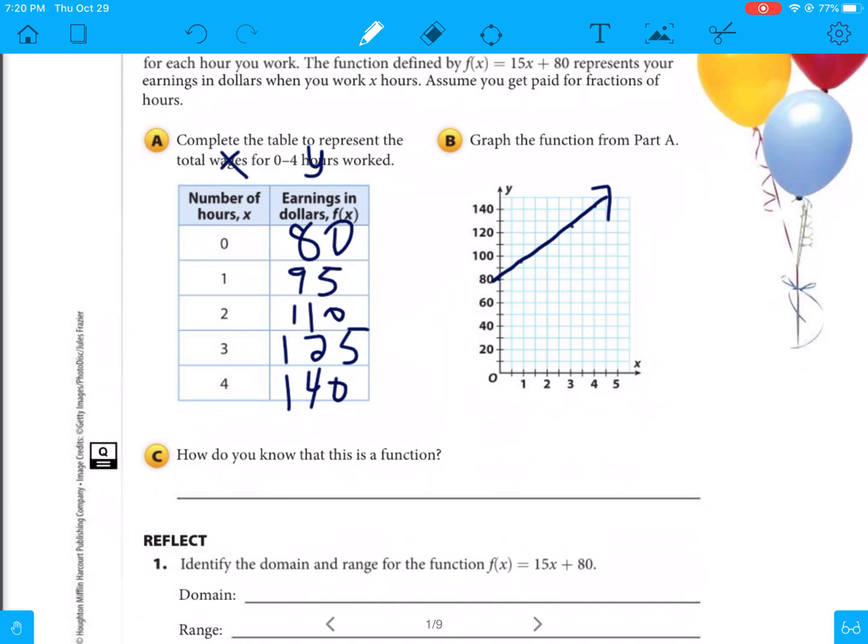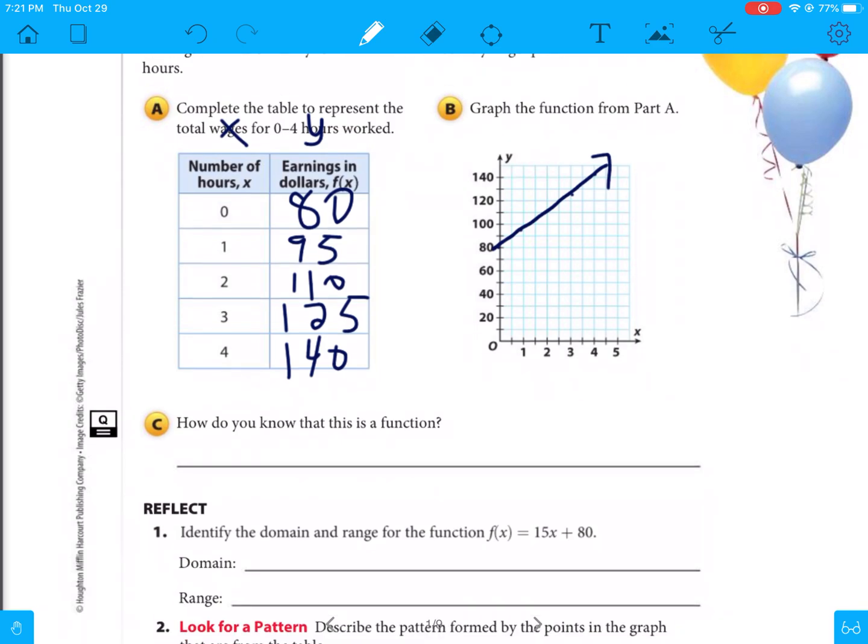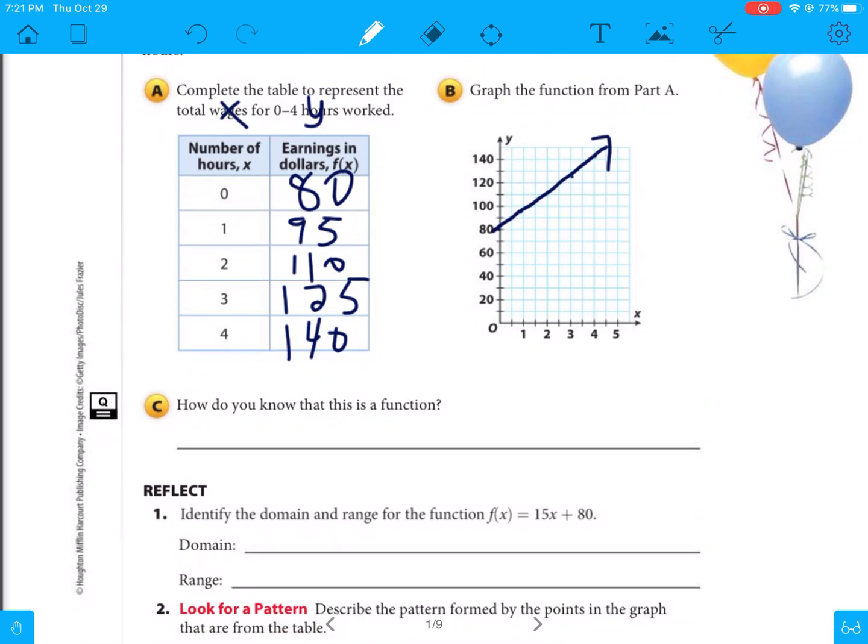Now it says, how do you know that this is a function? You can say every x has exactly one y, so every input has exactly one output, or, if it's graphed, you could say the vertical line test. If you pass a vertical line from left to right, it only hits the line one time. So every x has one y. You could say vertical line test and explain what that is.